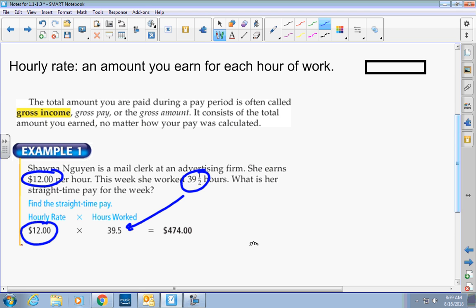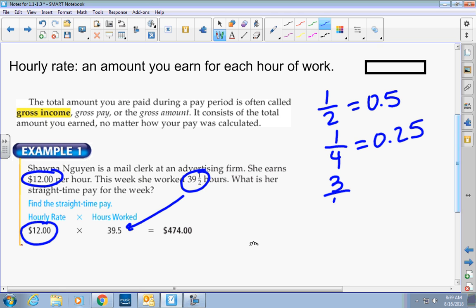Important thing to remember, half an hour we represent as 0.5, a quarter of an hour, and you're going to see that in your textbook. They'll give you the 1/4, especially as we do 1.3, the time card activity. That is 0.25, and just for fun, 3/4 is 0.75. If you want to think of it in terms of quarters, 1/4 is 25 cents, 3/4 is 75 cents, and half of a dollar is 50 cents. You can think of it in those terms.